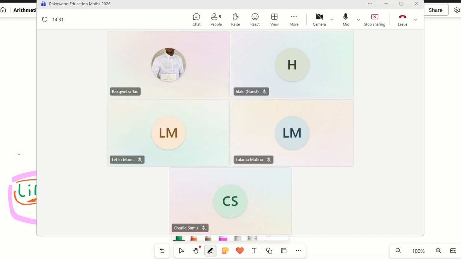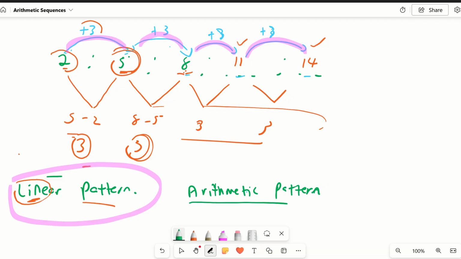Another name for pattern is sequence, right? So I just want to put it out there. From this point on, instead of me saying an arithmetic pattern or a linear pattern, I'll say arithmetic sequence or linear sequence.